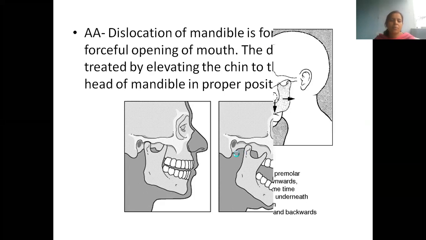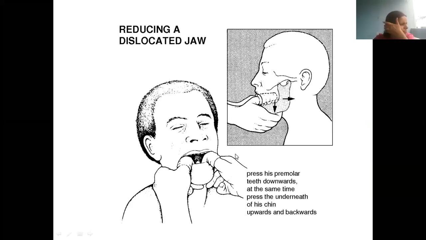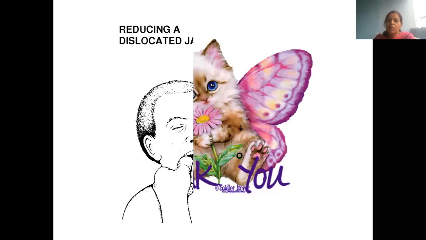So that may be how the question is framed, like there may be a dislocation where a person was yawning very much irregularly and you can see the jawbone has got dislocated. What is the condition and describe the joint? It may be something like that, the framing of the question. And this is the way it is brought back: press his premolar teeth downwards, at the same time press the underneath of his chin backwards and upwards. So that is all about this temporomandibular joint.